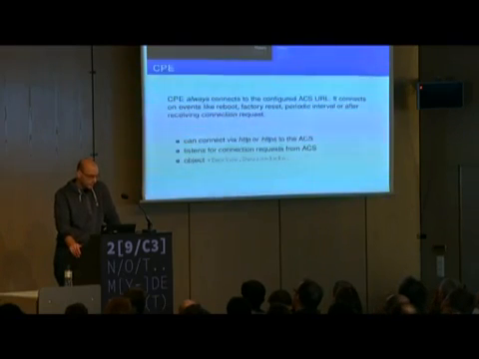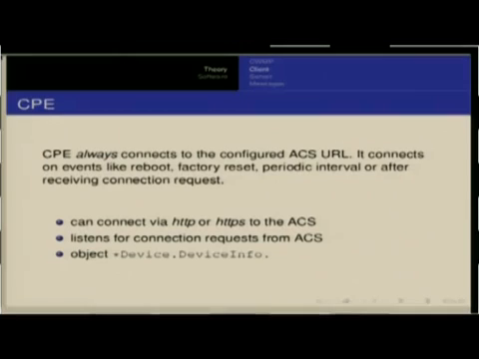Okay, so CP, that's CWMP client. CP always connects to the ACS. So only then it can be provisioned. You cannot connect to the CP. When you connect to the CP, it connects back to the ACS. So if you are going to do some security research, this is something you should know.